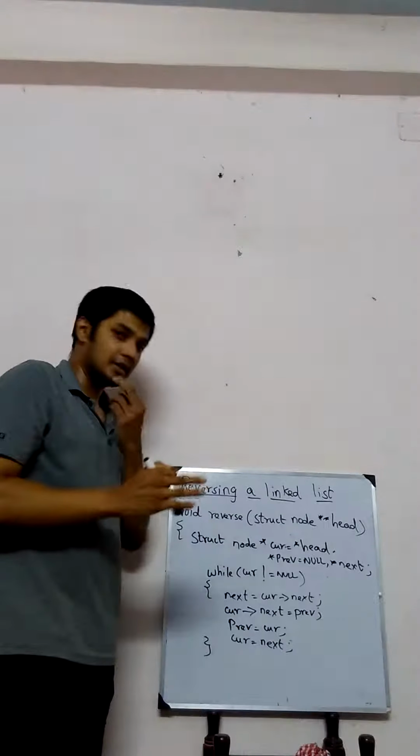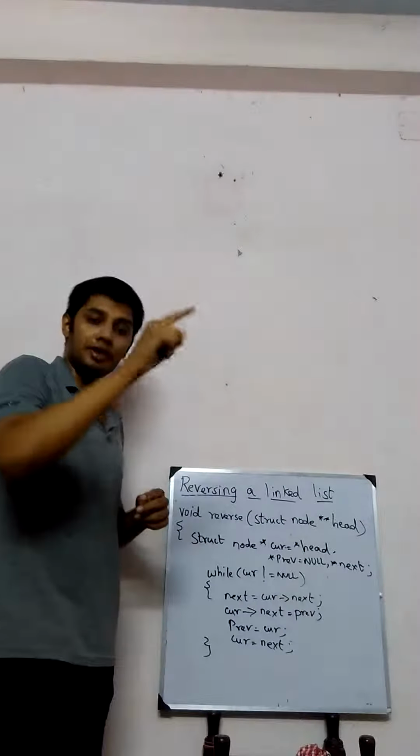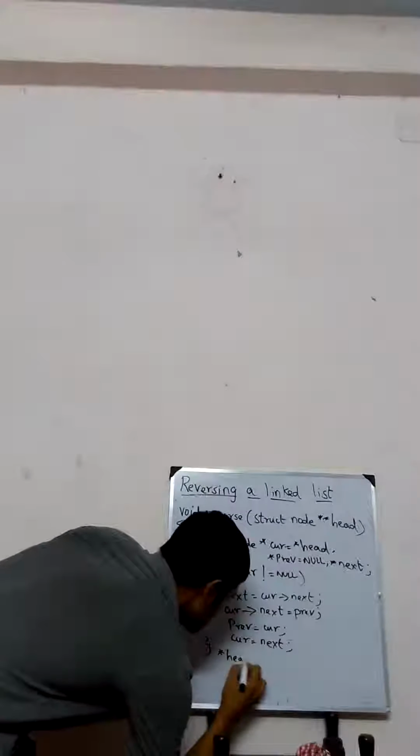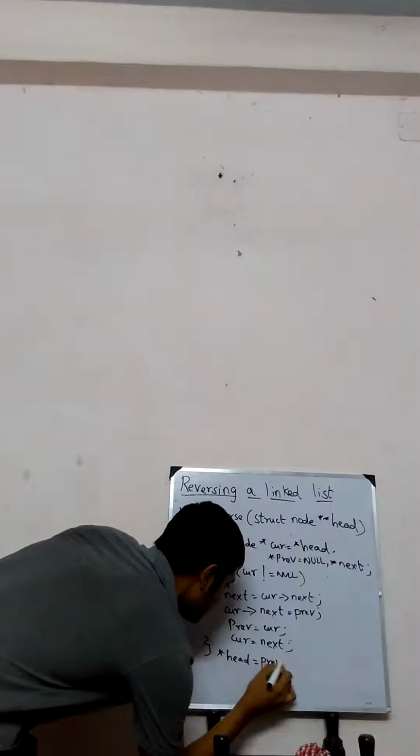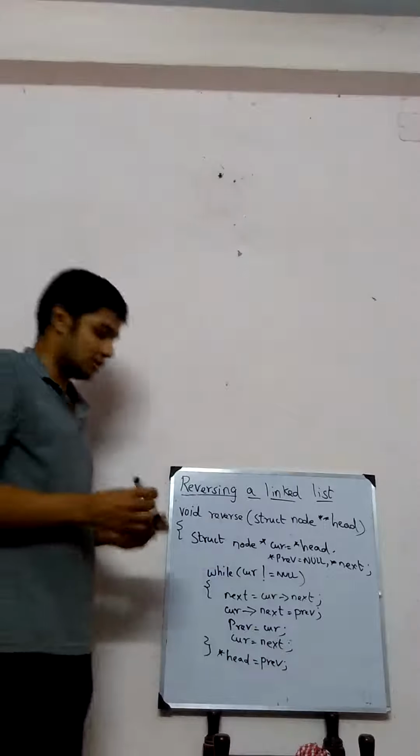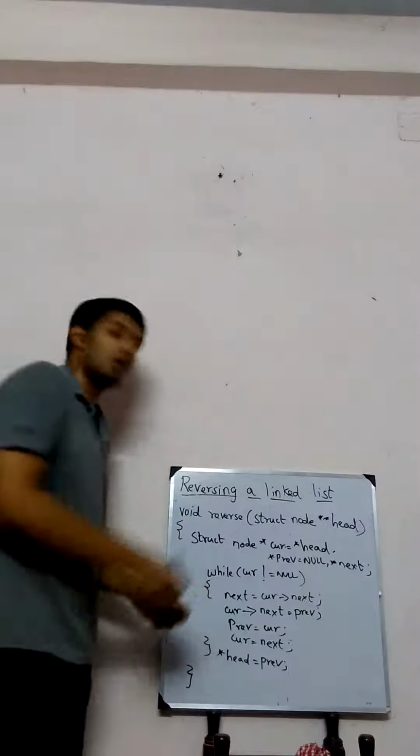So as per the third condition, we need to make sure that the head node points to the last node of the linked list. So this line of code handles that. So this is the basic code for reversing a linked list.